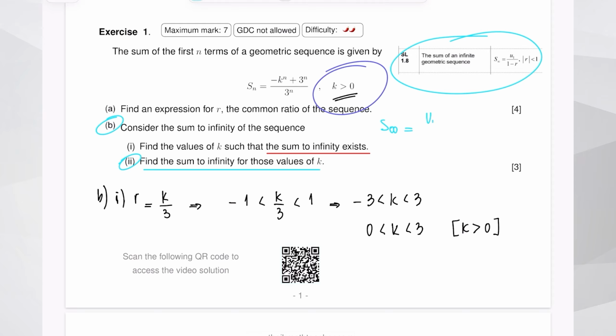It is equal to U1 over 1 minus r. And we know for this specific case that our U1 is negative k plus 3 over 3. And we have our ratio as k over 3, which means that in the denominator we have 3 minus k over 3. And in the numerator, if you rearrange k and 3, you get 3 minus k over 3 as well. Therefore, the sum is equal to 1. And it doesn't depend on the value of k.